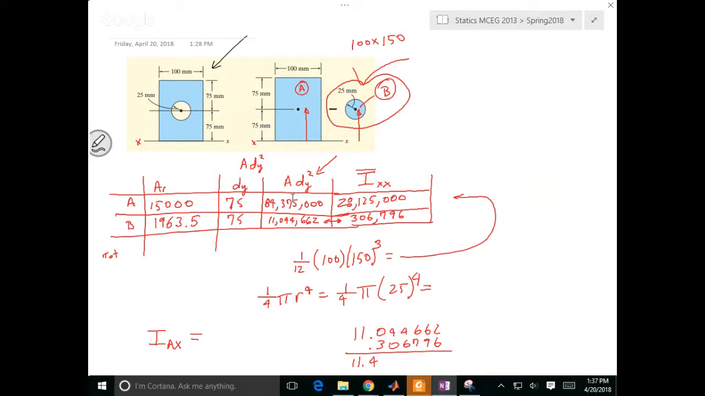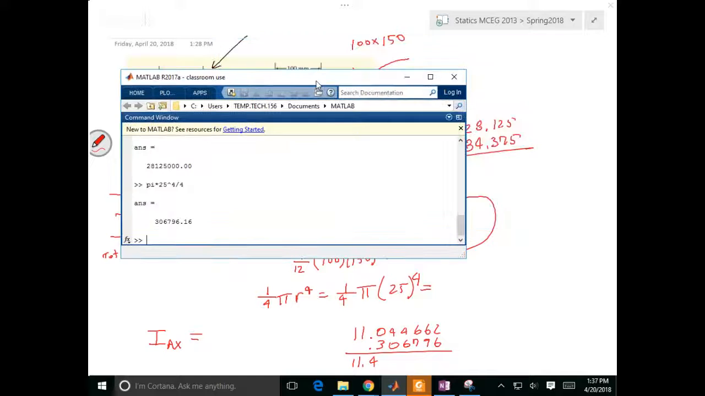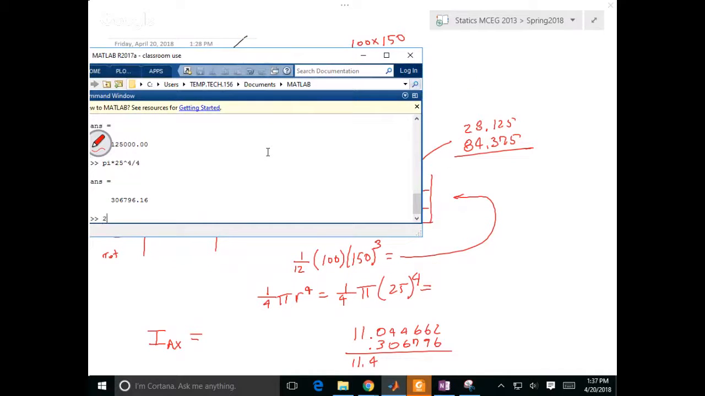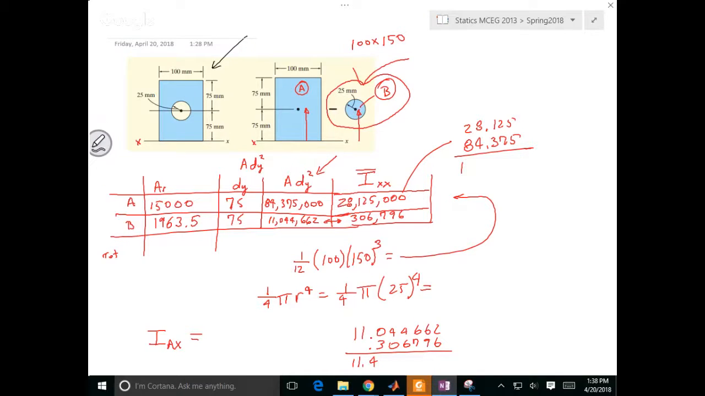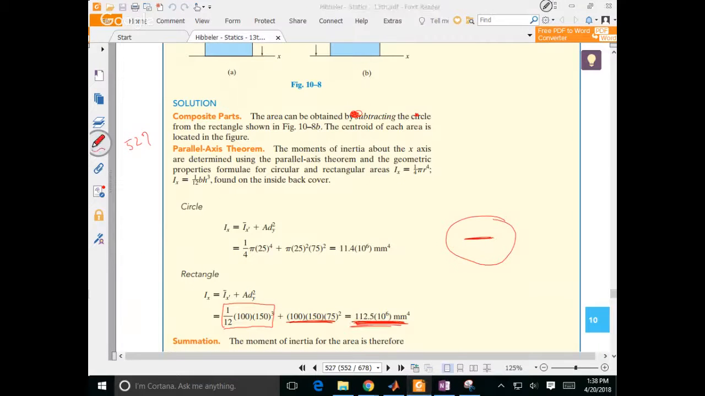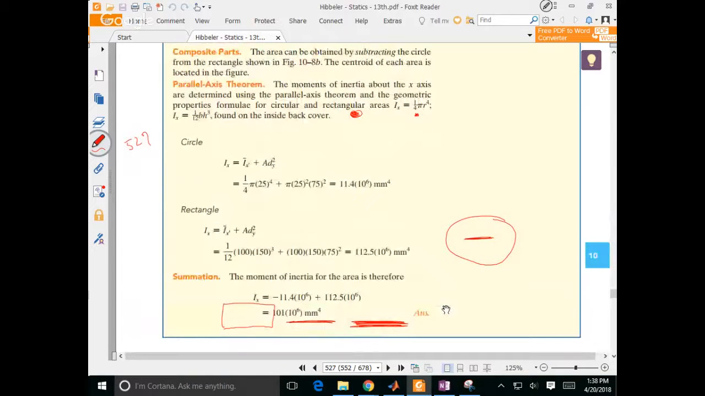Okay, so if I add 28.125, which is from here, and 84.375, I have no idea what I get, but let's find out. 28.125 plus 84.375 gets me 112.5, or roughly 112.5. If you look back at the book, he gets 112.5 right there. Then he subtracts the two of them, if I can find them.